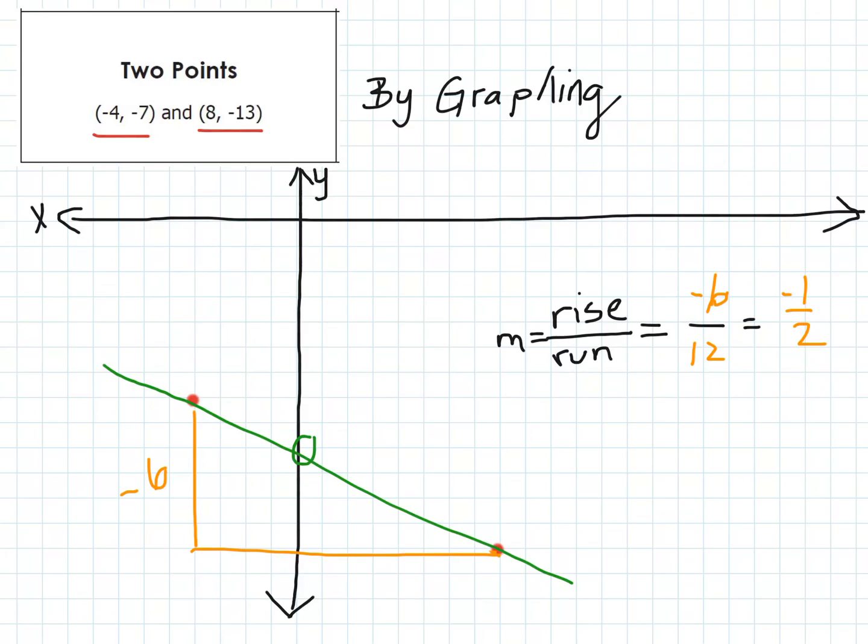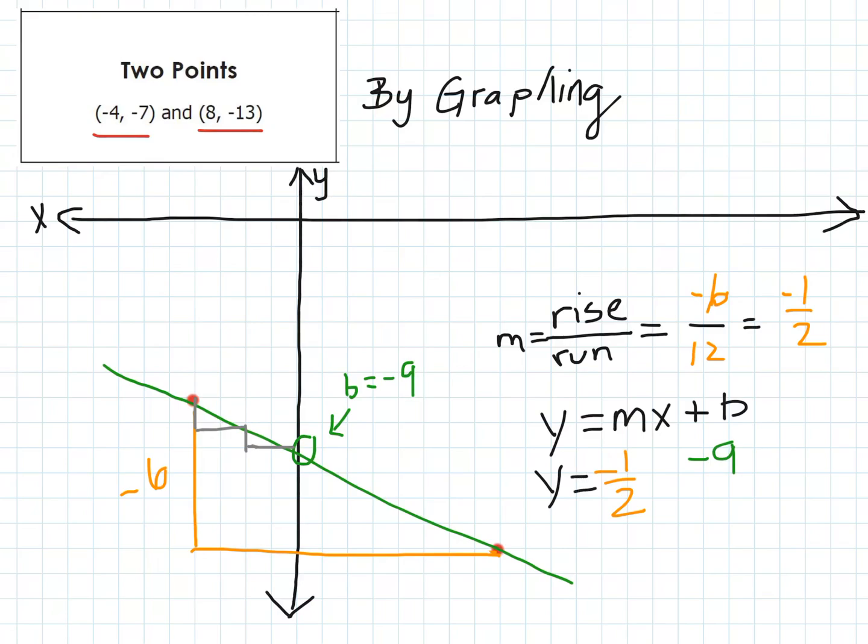I'm going to use my slope really quick just to make sure that I graphed it correctly. So I'm going to go down 1 over 2, down 1 over 2. So it will definitely cross the y-axis right there. And that is at -9. Perfect. So I'm going to take my slope and my y-intercept, and then I'm going to just plug them in here. So my b is -9. Slope is -1/2. So there's my equation.